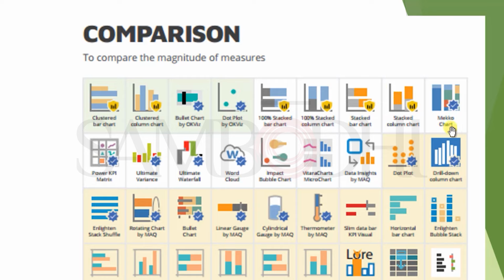Then there is the Makiko chart, Power KPI matrix, Ultimate Variance, and Ultimate Waterfall, which is like adding things up and down over a period of time. So if you have multiple products, product A followed by product B, and then there was a slack, and then product C, which brought down the sales, and then finally product D.